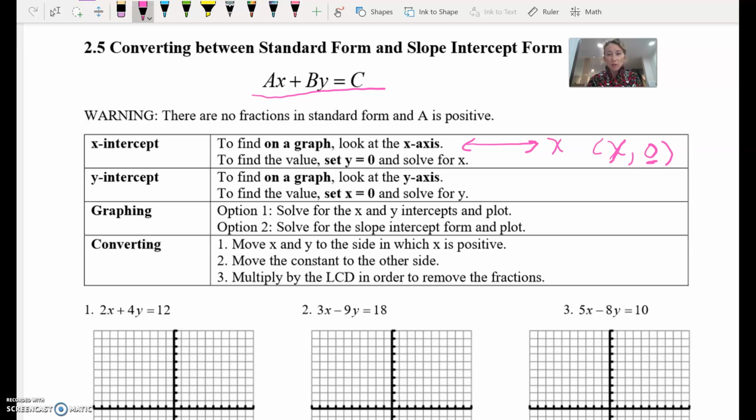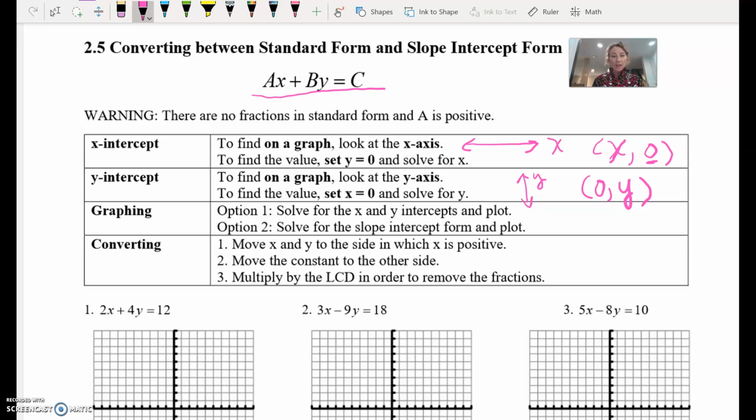The y-intercept, you look at the y-axis, which is the one that goes up and down, and wherever it crosses it. And then to solve for that, that's going to be the ordered pair 0, comma, y, where the x value is 0, and so you're going to plug in 0 as the x value to solve for y.